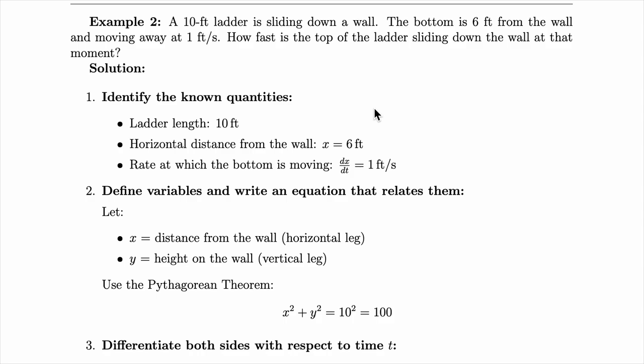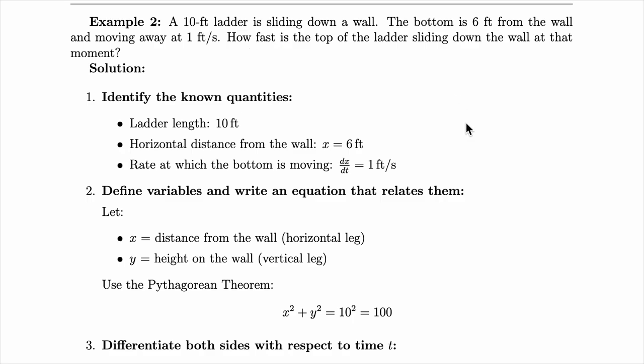All right, here is a second example of a classic related rates problem. This one states a 10-foot ladder is sliding down a wall. The bottom is 6 feet from the wall and moving away at 1 foot per second. How fast is the top of the ladder sliding down the wall at that moment?